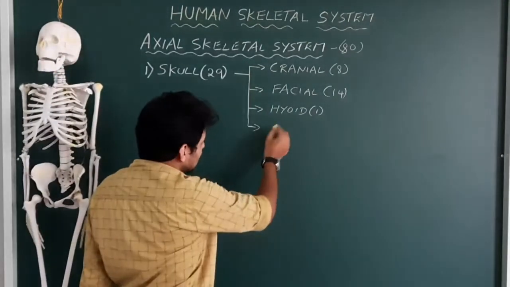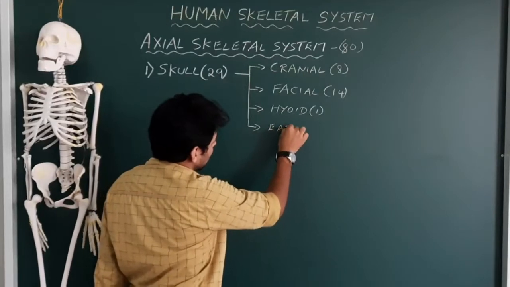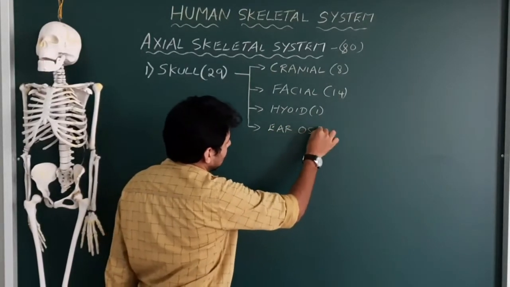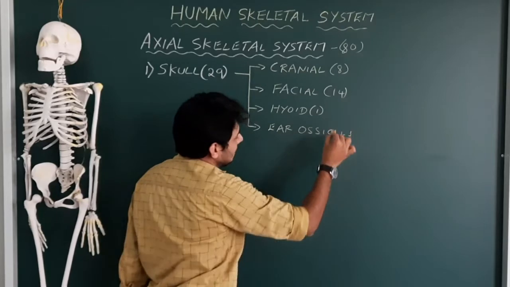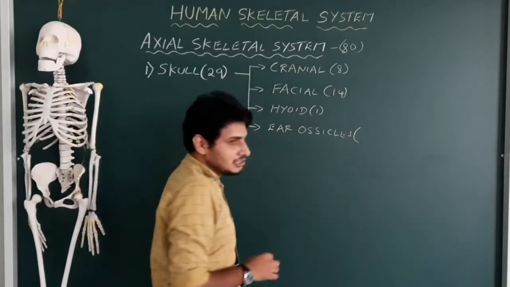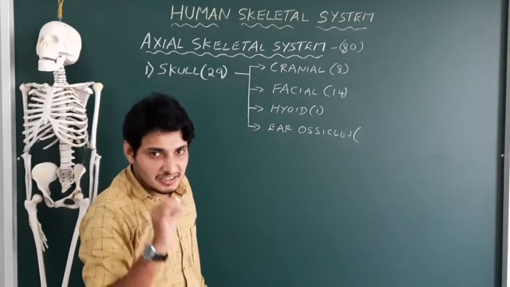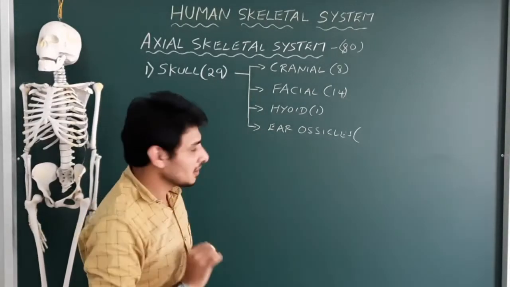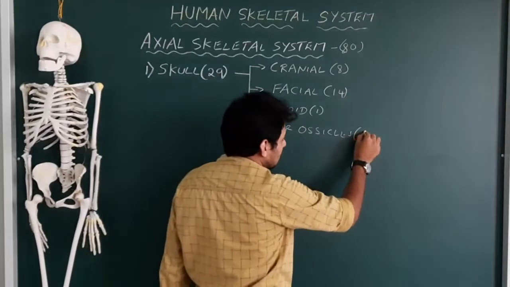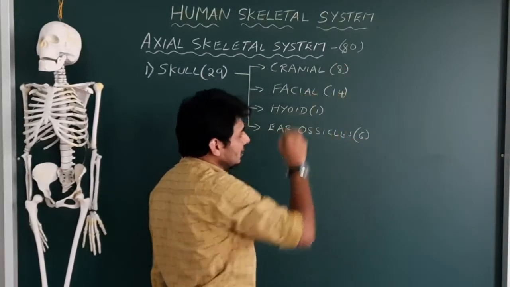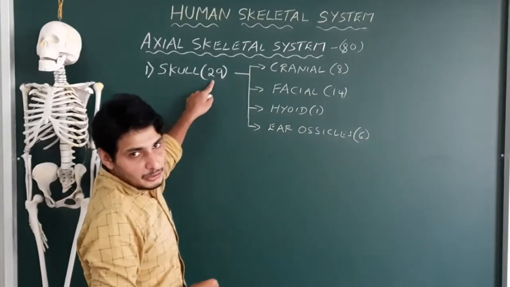The next one is the ear ossicles, the bones present within the ear. How many ear ossicles are there? 3 plus 3. In each ear 3 are there, that is malleus, incus and stapes. The stapes is the smallest bone in the human skeletal system. So total 3 plus 3 equals 6. If you count it, it gives you this value, that is 29.